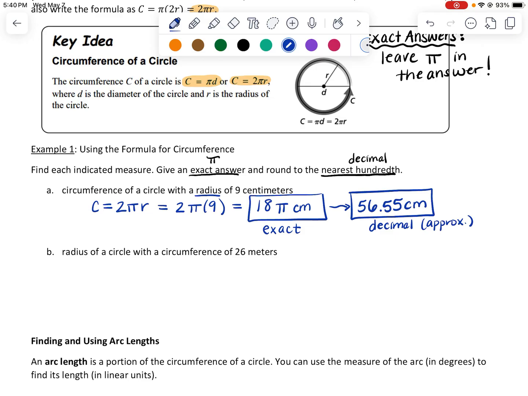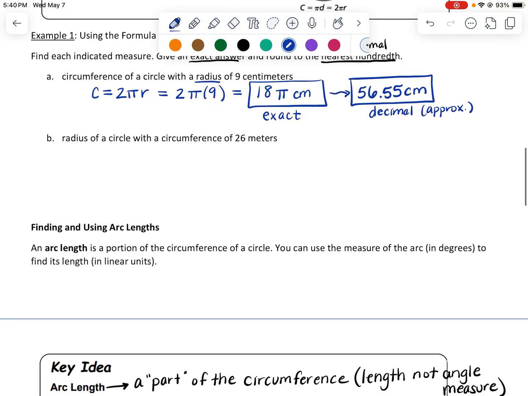So moving on to this next one, we can do the same thing. So you're finding the radius with the circumference. So we're kind of going backwards. I know the circumference. So circumference is equal to 2 pi r. And this right here is the circumference. So I'm just going to rewrite this. 26 is equal to 2 pi r.